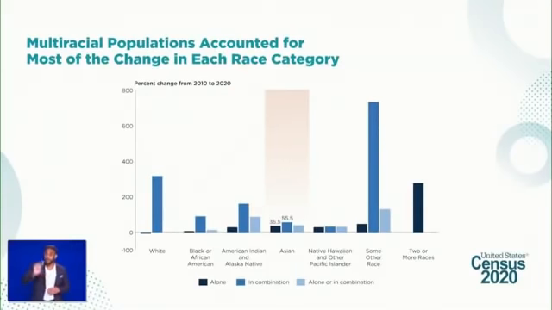The Asian alone population grew by 35.5% between 2010 and 2020. In comparison, the Asian in combination population grew 55.5% since 2010. The Native Hawaiian and other Pacific Islander alone population grew by 27.8% between 2010 and 2020. In comparison, the Native Hawaiian and other Pacific Islander in combination population grew faster at 30.8% since 2010. The some other race in combination population changed 733% since 2010.